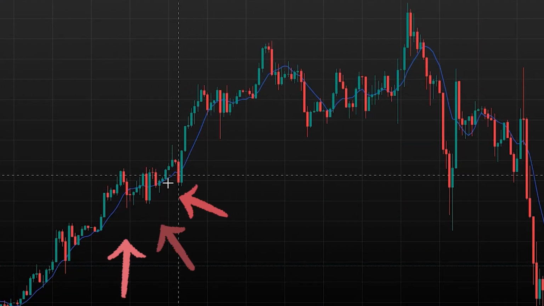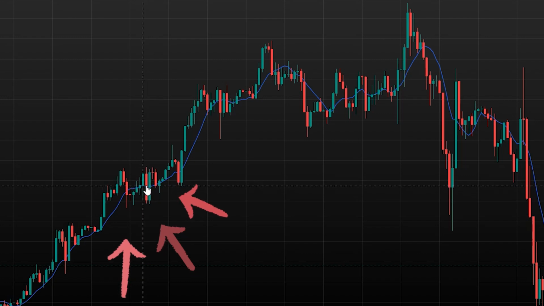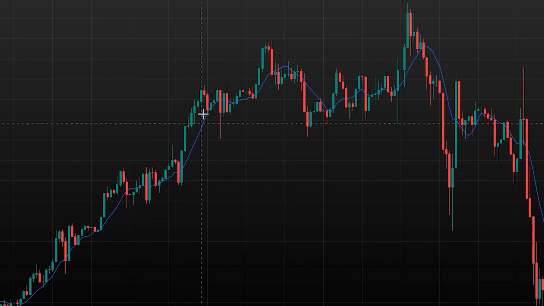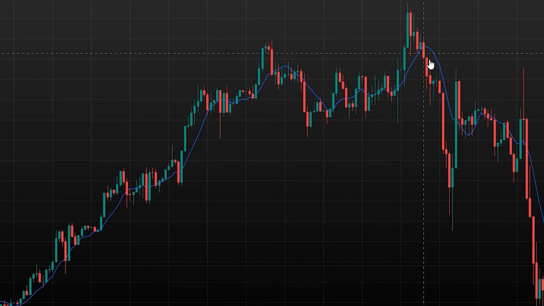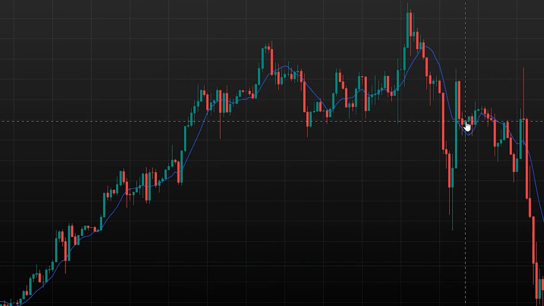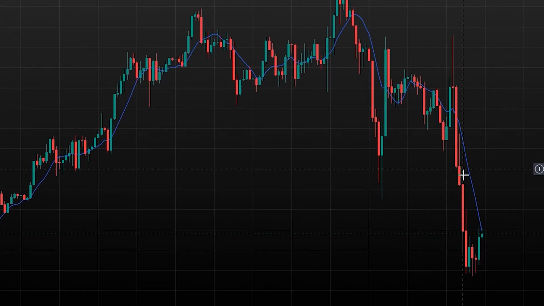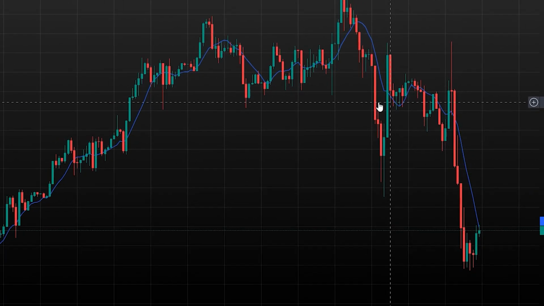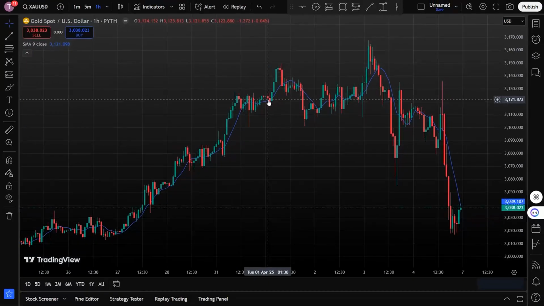But wait, a single SMA line is basic stuff. Sure, it shows a trend, but it's like looking at a map with just one road. What if you could see an entire zone, a dynamic area where price is likely to bounce, struggle, or confirm a strong trend? That's where our secret trick comes in. We're about to supercharge the SMA and turn it into a powerful zone.